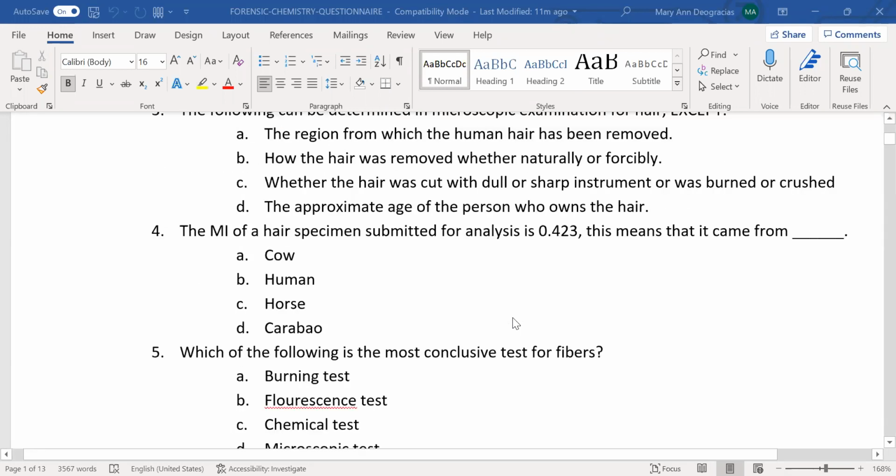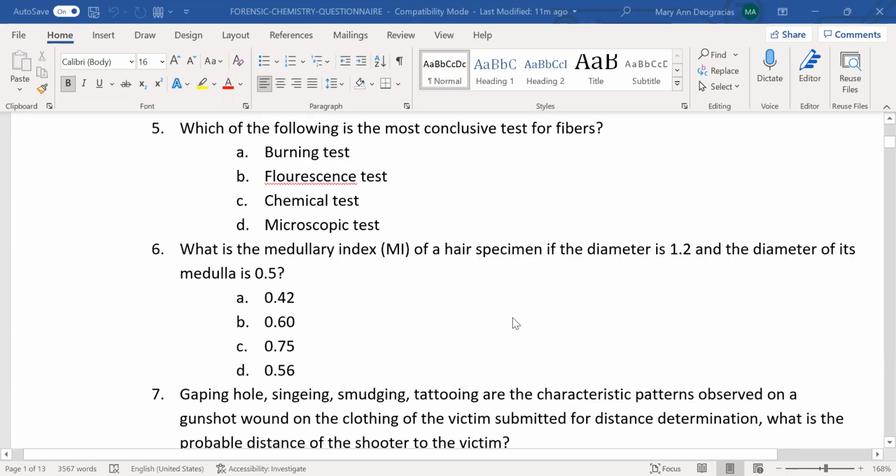Next. Which of the following is the most conclusive test for fibers? Anong sagot? So letter A, burning test. B, fluorescence test. C, chemical test. D, microscopic test. Some says B, some says D. The answer, class, is D, microscopic test.